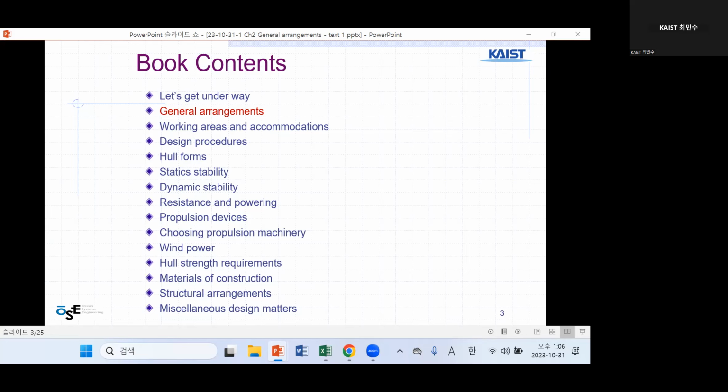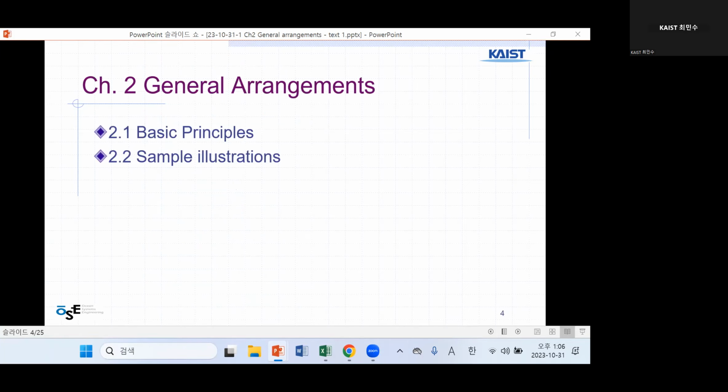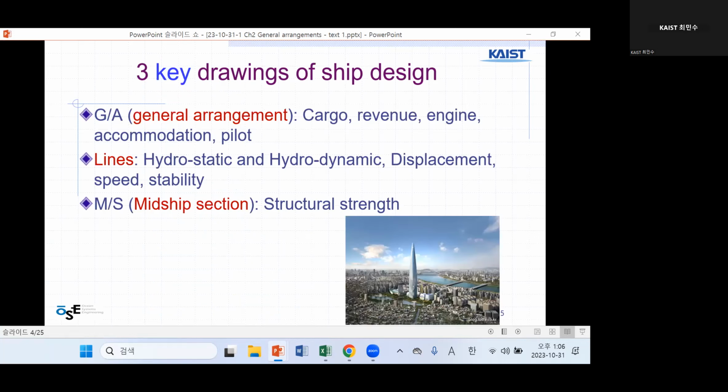And the power, structural strength, and materials for construction, and arrangement pieces. So basic principles, illustrations, key drawings of ship design. There are 3 key drawings. One of them is general arrangement, which we are covering today.